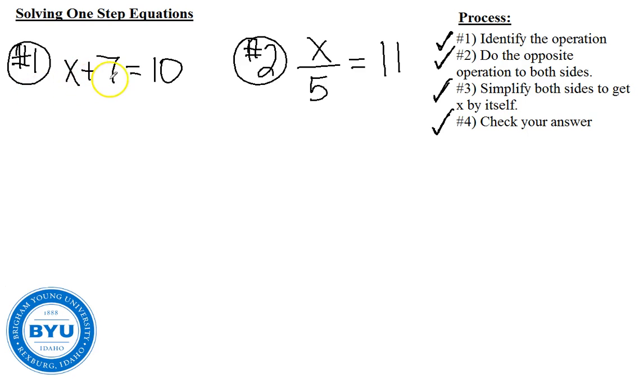Here we have x plus 7 equals 10. Let's work down these processes. First of all, we need to identify the operation. Well, what's being done to the x here? It's a plus 7. That's the operation, plus 7.